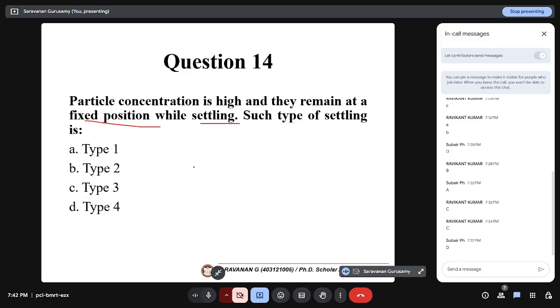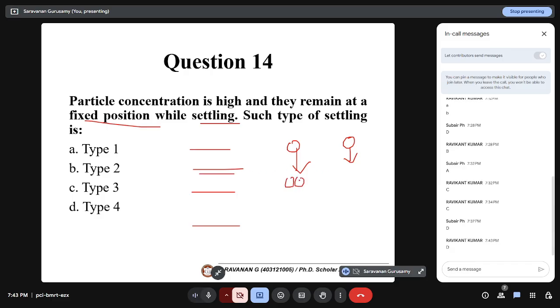Yes. Then, particle concentration is high and they remain at a fixed position while settling. What type of settling is this? We have 4 types. One is discrete, flocculent, hindered or zone settling, and finally compression settling. In discrete, one particle will not interfere with the other. In flocculent, one particle will merge with the other and then it will settle. In hindered, one particle is fixed, the other particle is fixed, but as a whole they will settle. Why? Because its settling will hinder this settling.